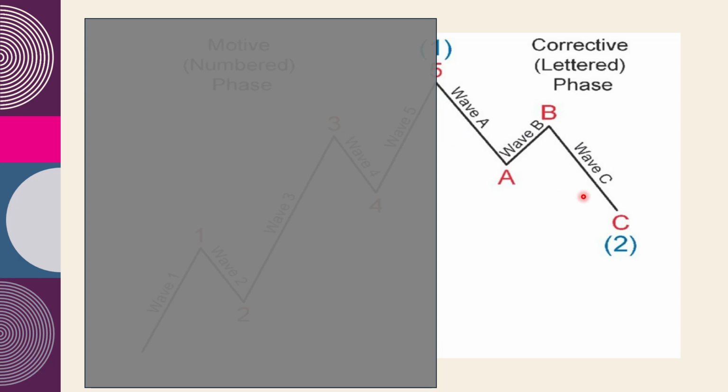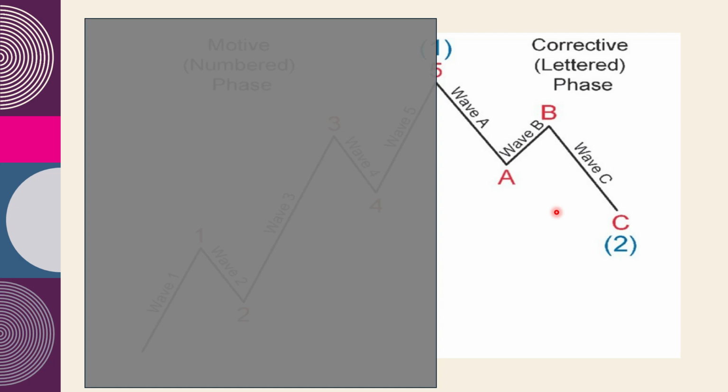Corrective waves are either sharp or sideways. A sharp corrective wave usually has a relatively steep angle. This is a sharp corrective wave, never registering a new price extreme beyond the previous wave that it is retracing. This is the previous motive wave, and this sharp corrective wave never registered a new price beyond this level.